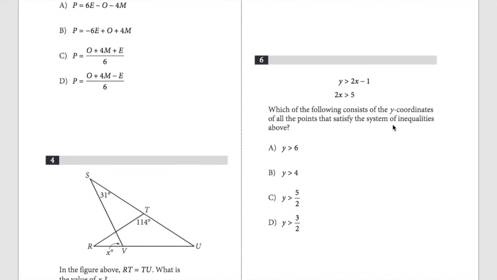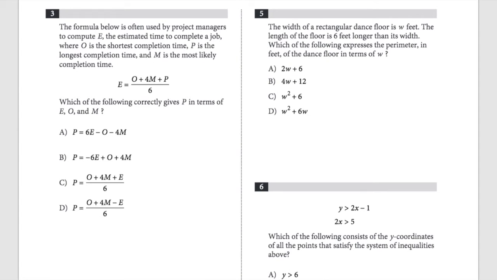Alright, let's go to 5. Okay, so most of the time when there's word problems, I like to draw a picture. And remember, when I told you when there's triangles or shapes of some sort, you should always draw pictures. So the width of a rectangle is W, so I'm going to draw it, obviously. This is W. The length is 6 feet longer than the width, so we're going to say width plus 6 because that's the length.